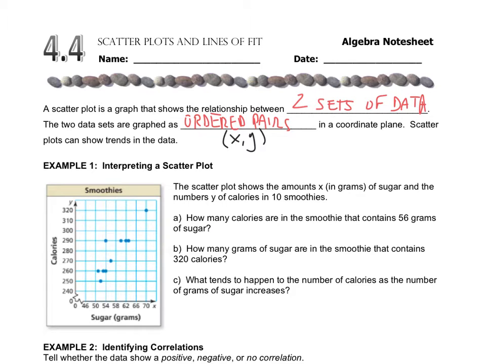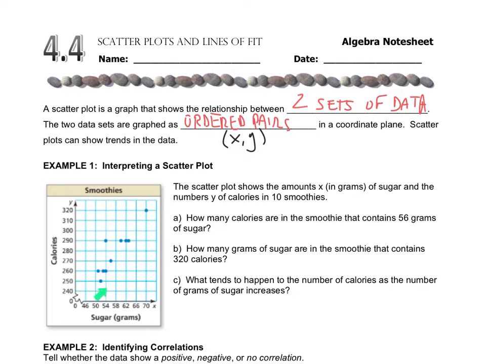A scatter plot is more than what we've been seeing so far as perfectly straight lines. You'll see here in this first example, we have a graph of smoothies, showing the number of calories based on the number of grams of sugar that each of the smoothies have. You'll notice that it's definitely not a linear graph, but there are some trends that we see here.